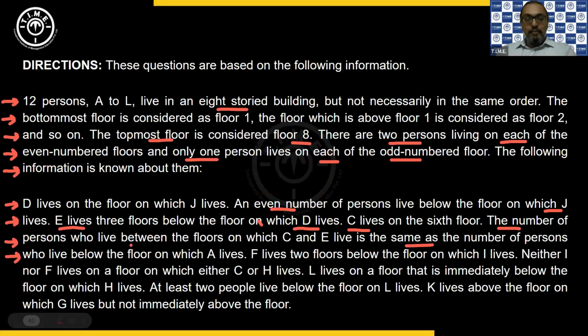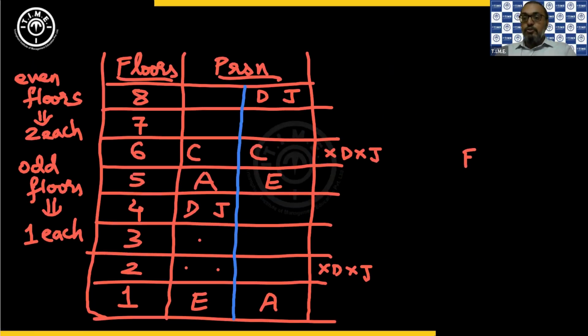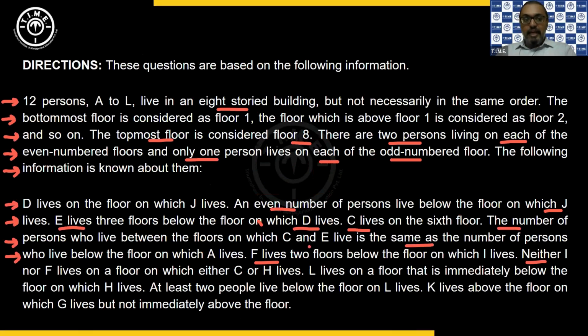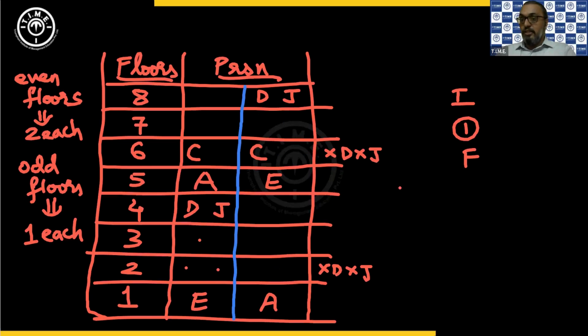Okay. Then F lives 2 floors below the floor on which I lives. Okay. F is 2 floors below I. Great. And then he says neither I nor F lives on a floor on which either C or H lives. So wherever I is, C and H cannot come. And wherever F is, C and H cannot come. The vice versa is also true. Wherever C is, I and F cannot come. Wherever H is, I and F cannot come. So I have written it in an opposite way.